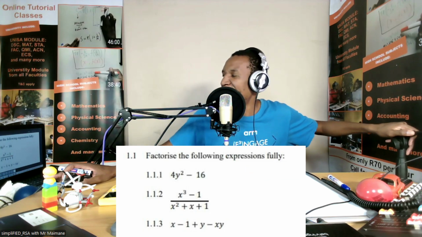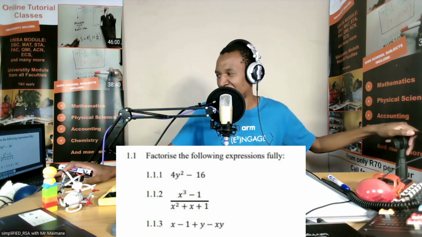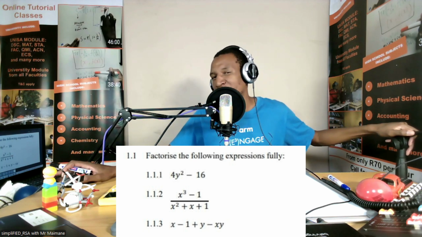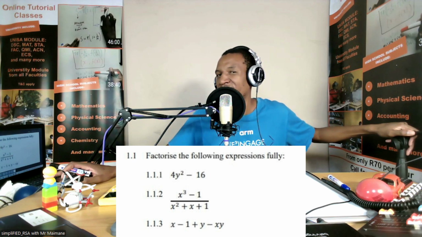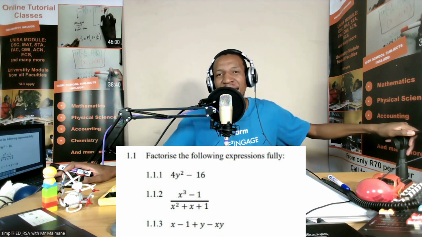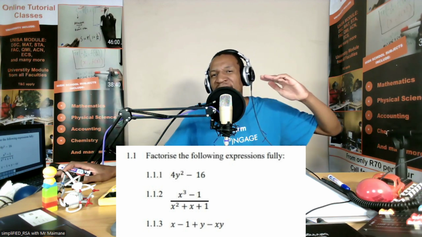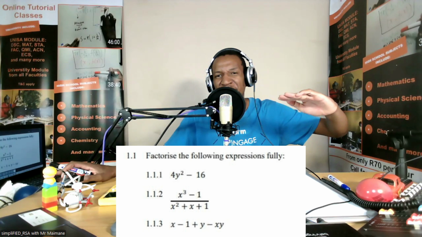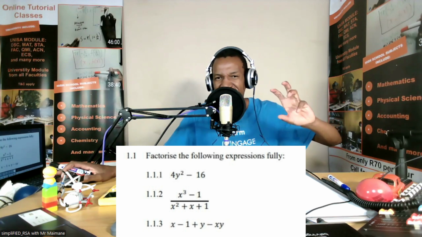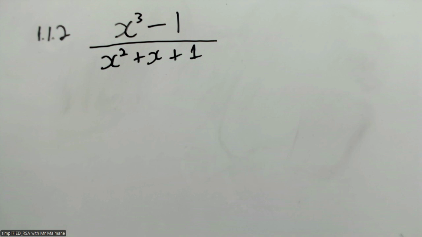Now, 1.1.2, I am given an expression which is in the form of a fraction. So it is the top part, which is the numerator, and the bottom part, which is the denominator. And I have to factorize the expression fully. Again, I can attempt this by factorizing the numerator first, and then factorizing the denominator after, and then see if everything cancels each other there, just to simplify it to be in the simplest form, right? Let's look at this.